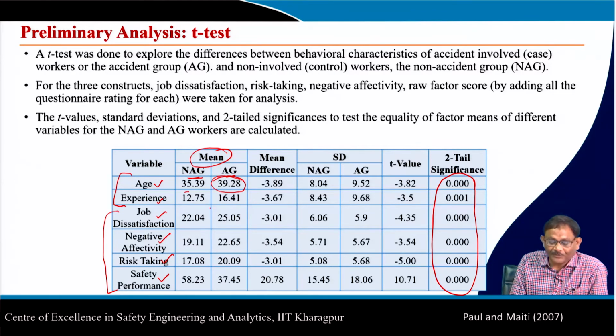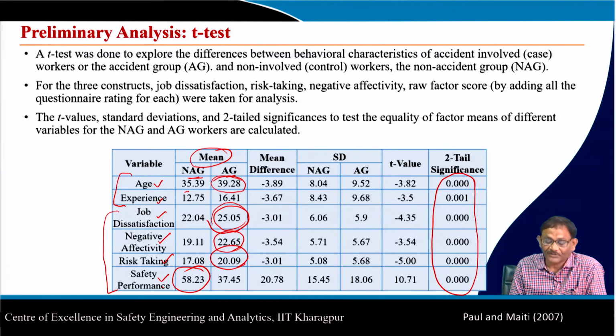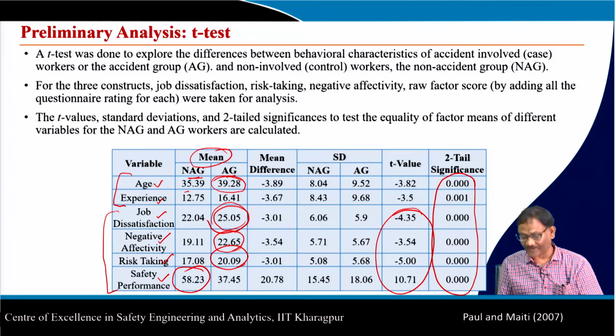From the experience point of view, we are also observing the same. Job dissatisfaction point of view, yes, the higher age group or accident group are more dissatisfied. Negative activity similar, risk taking similar, and safety performance the other way around. So what we have seen in the low-high plot, the mean difference also accordingly reflects the same, but the t values are important. These t values basically quantify the magnitude of difference.